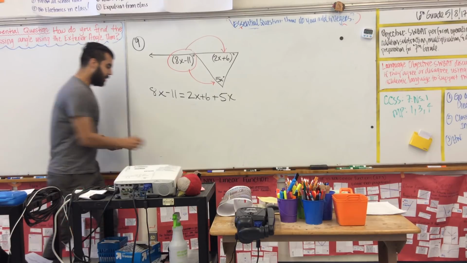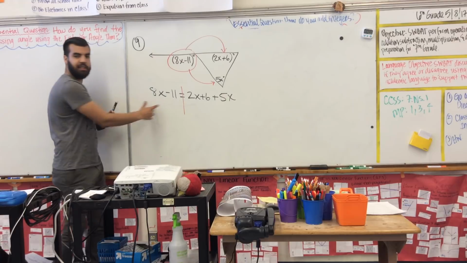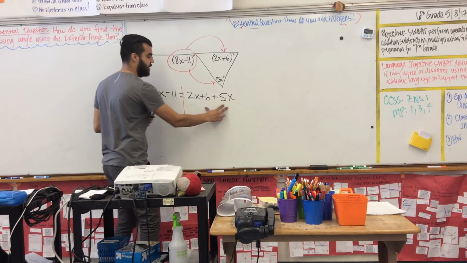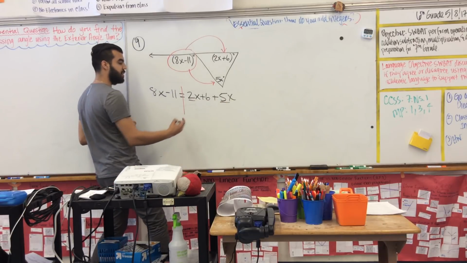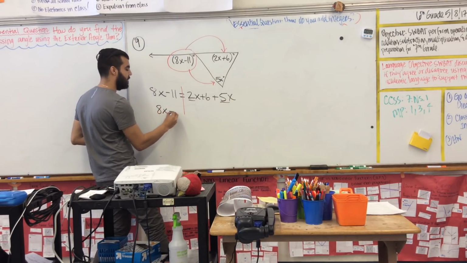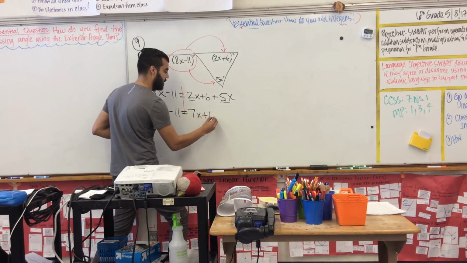Go ahead and draw your barrier. We draw the barrier. Can I combine anything here? No, I can't. Let's go to this side. I can combine the 2x and the 5x. This gives me a 7x. So on this side, I don't combine anything, just copy it over. Equals 7x plus 6.